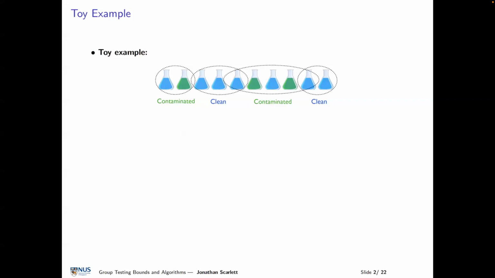Of course, if it comes back contaminated, it's more ambiguous. If you test 5 at once and it comes back contaminated, you don't know whether it was all 5 or one of them or 2 of them, as in the picture. So maybe you'll need further testing to resolve such uncertainty.